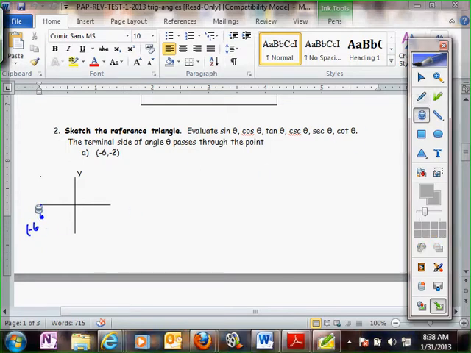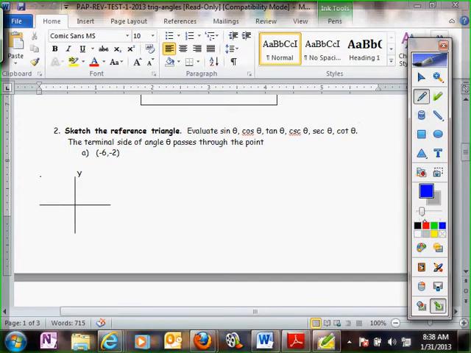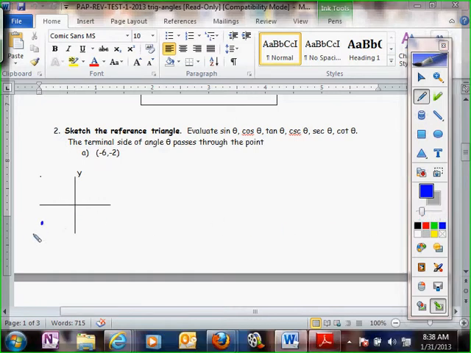Let me start over here. So your point is -6, -2, and so we have this triangle. This is the right angle, and so the x value is -6, the y value is -2, and we need to find r. R is always going to be positive, and so we have x squared plus y squared equals r squared.